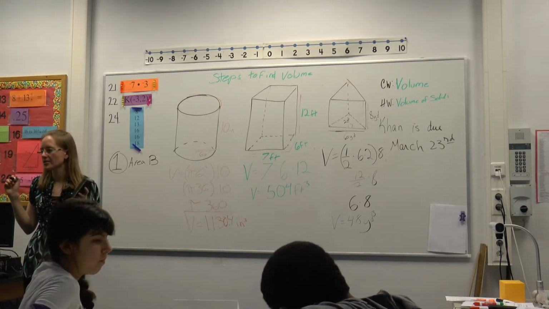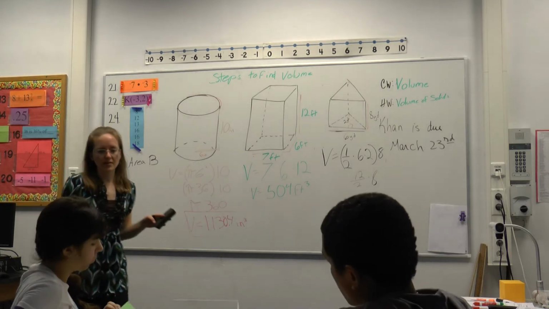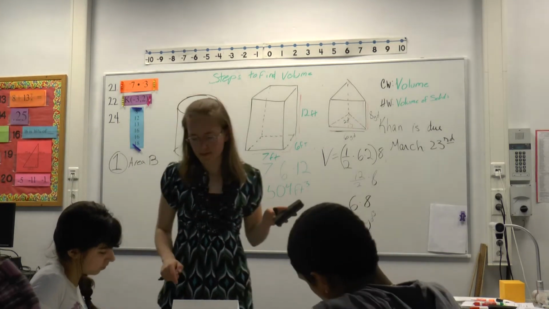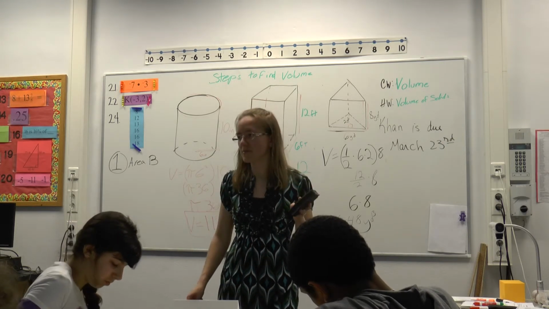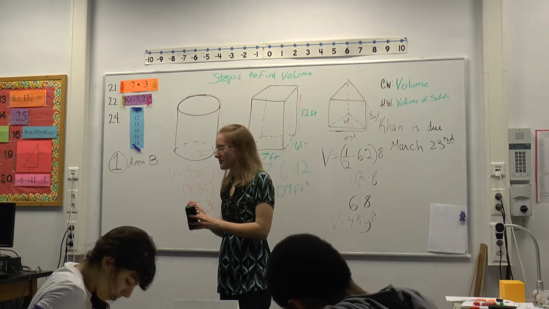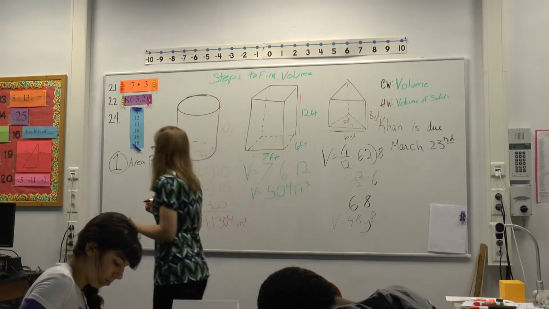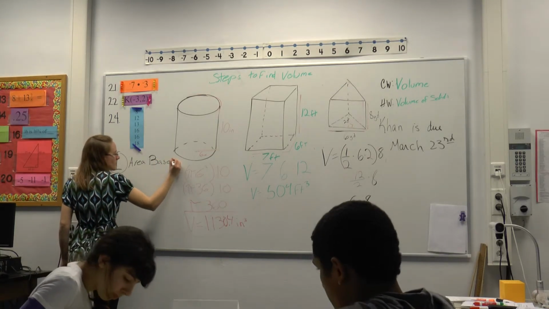Does everybody have that correction on their paper? It should be a capital B. So for a triangular prism, it should be 1/2 times capital B with a lowercase h. So find the area of the base of the figure.